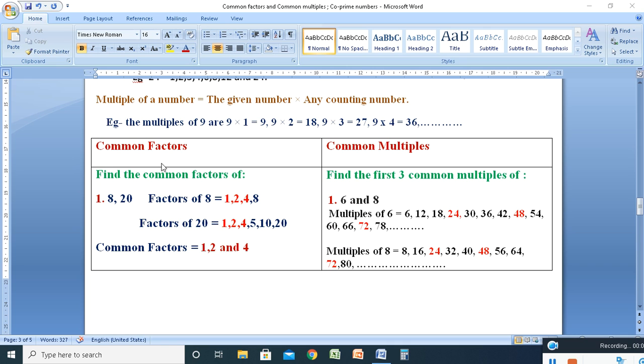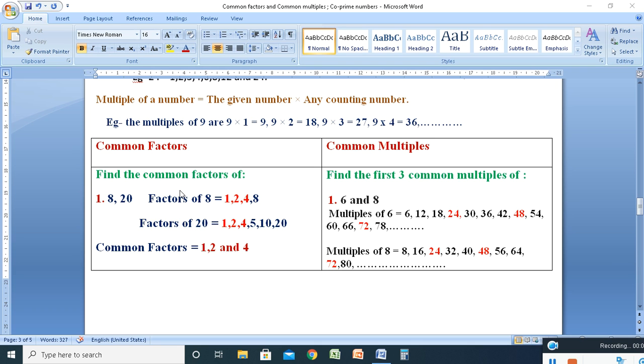So what are common factors? Here they will give two numbers, a pair of numbers. For those two numbers, you have to find the factors first and then find the common factors among them. That is a common factor. So just see the examples here. 8 and 20 I have given.